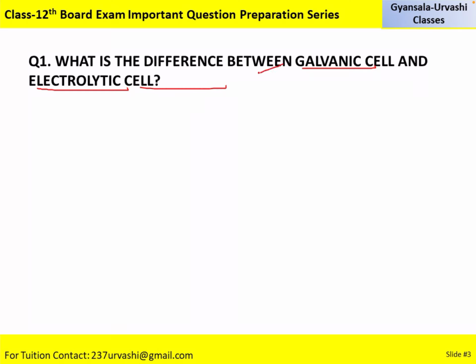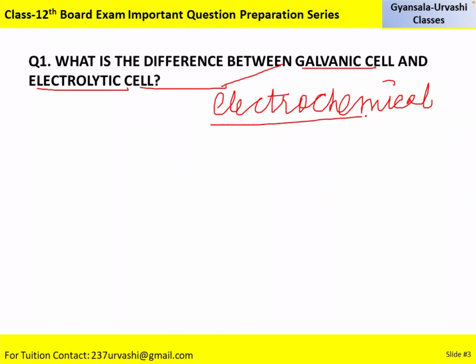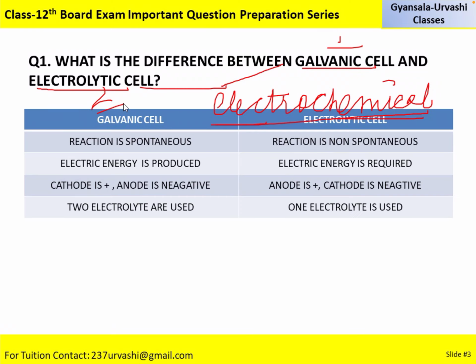So both are types of electrochemical cell, or both will show which type of reaction? Electrochemical reaction, meaning there will be interchange from electrical energy to chemical energy or chemical energy to electrical energy, hence the name electrochemical. Okay, so electrochemical is a category. It has 2 subparts, one is the galvanic cell, one is the electrolytic cell. So I need to know what the basic difference between these two is. Let's start with the answer then.